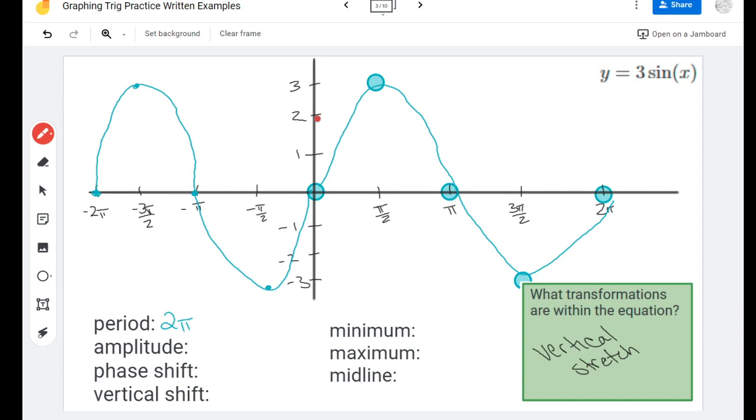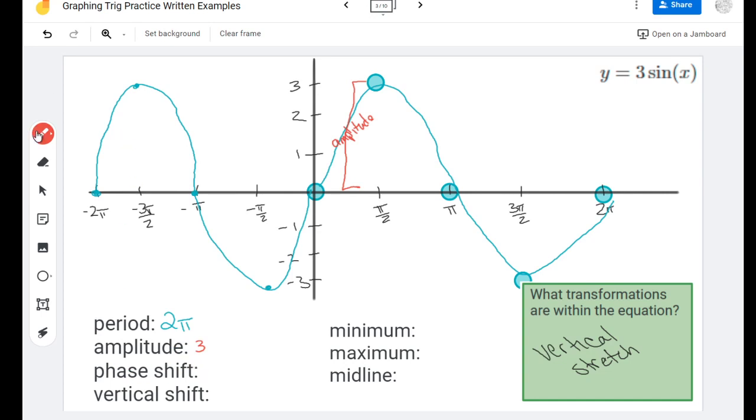So my amplitude is this distance here. This is if I was measuring with a ruler, okay? And so you can see that's a distance of 3, and your amplitude will always be a positive number because it's measuring a distance.